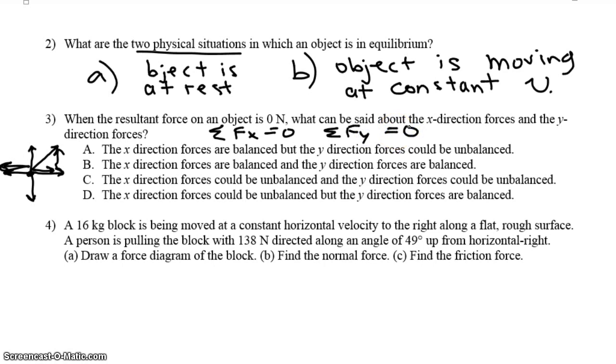So what do the answers say? The x direction forces are balanced, and the y direction forces could be unbalanced. No, because then there would be a net force in the y direction, and the total resultant force would not be 0. So this is wrong. B says that the x direction forces are balanced and the y direction forces are balanced. Yes, that is correct. And we know the others are wrong, but you can read them to confirm.